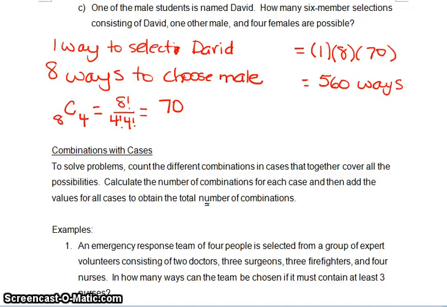So it's pretty similar. We need to look at the different kinds of cases, and that means looking at keywords like at least, minimum, maximum, all of those kinds of words that could present different cases.